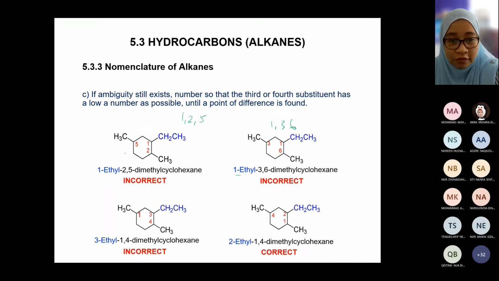So go for the numbering first. When the numbering is settled, then you go for the substituents. Like the case just now. Oh, this is 1, 2, this is also 1, 2. Then you choose alphabetical order. But this one is 1, 2, 5, this one is 1, 3, 6. So we will obviously choose the lowest one, 1, 2, 5. You have to try and error, okay guys.